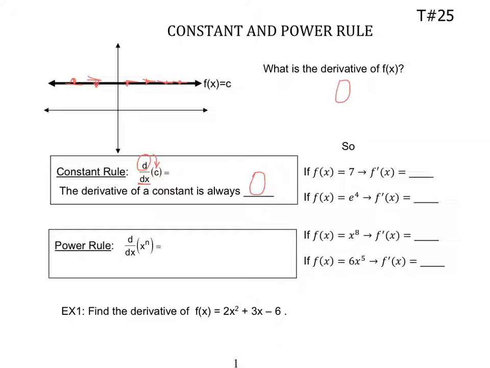So if f of x equals 7, the derivative is 0. Even if the constant doesn't look like a constant, so you have to remember all those mathematical numbers, pi, e, those are numbers. So e to the fourth is just some number, 2.71 to the fourth. So the derivative of any constant is 0. All right, that one's pretty easy. Now let's do the power rule.